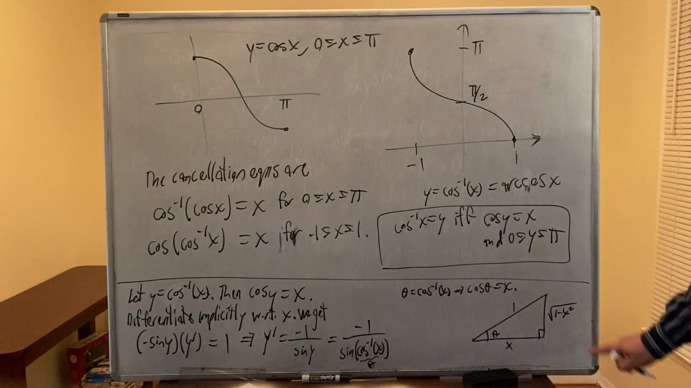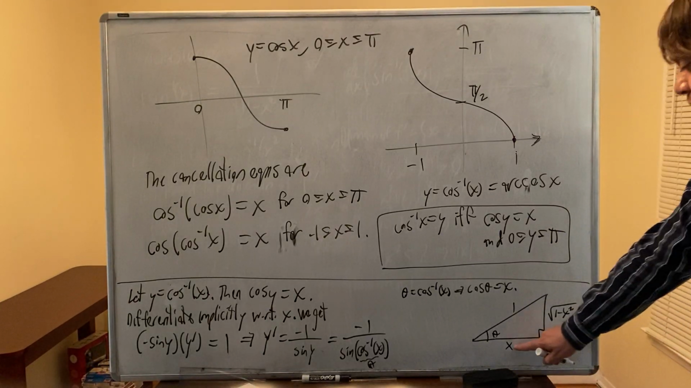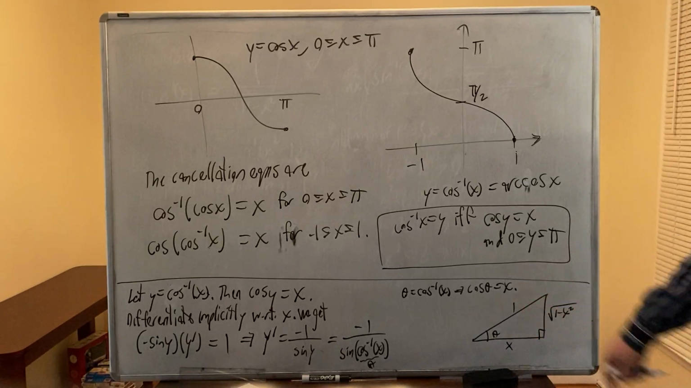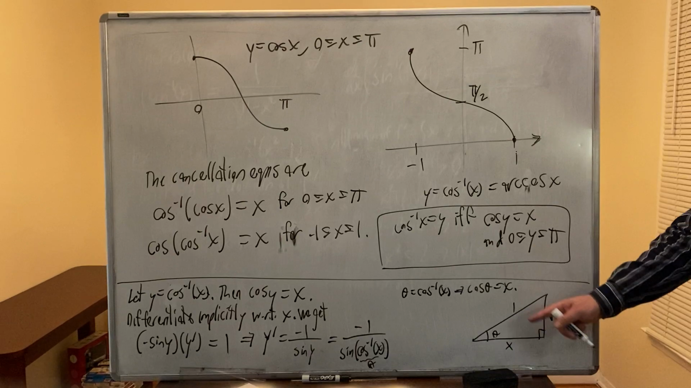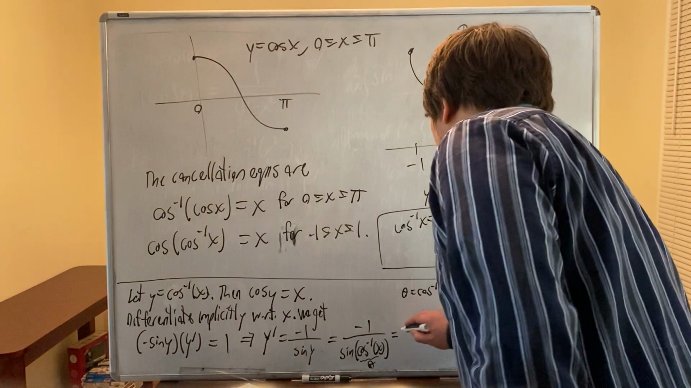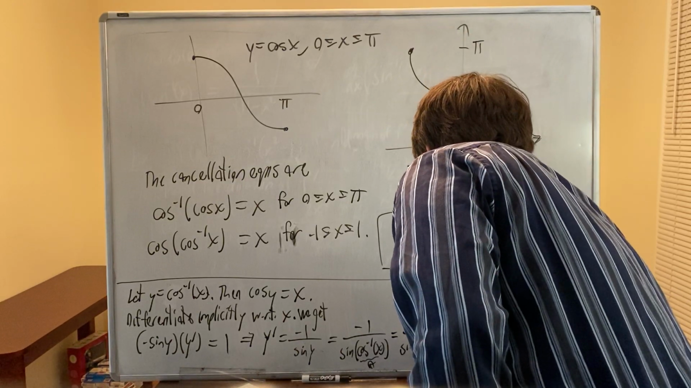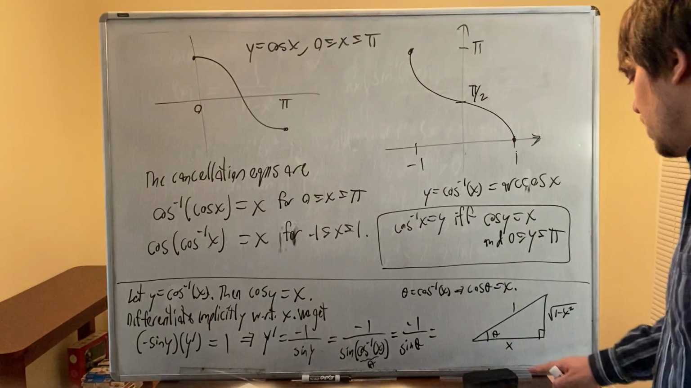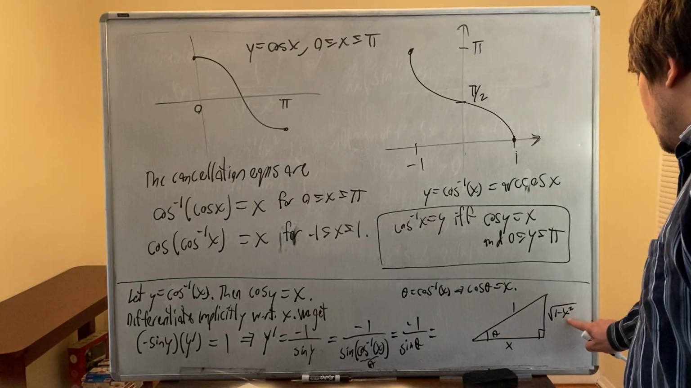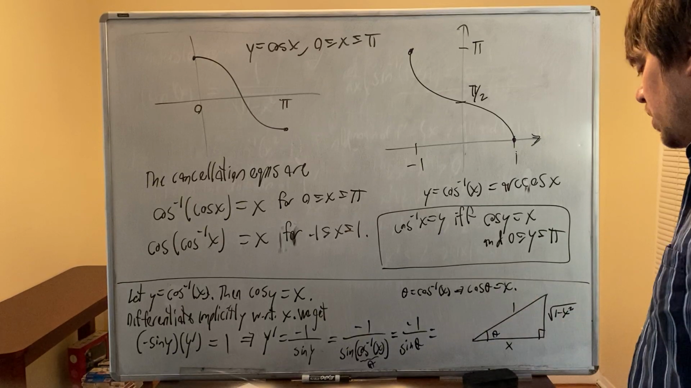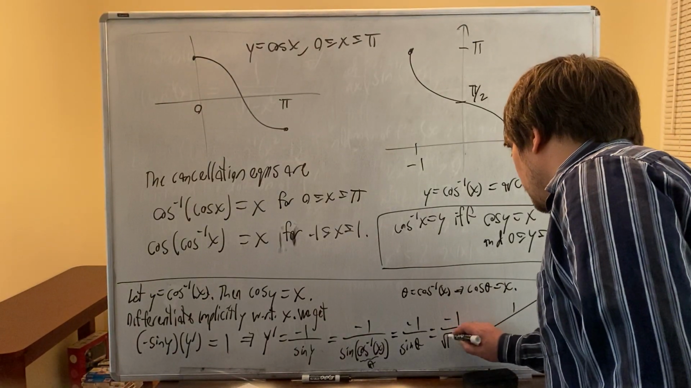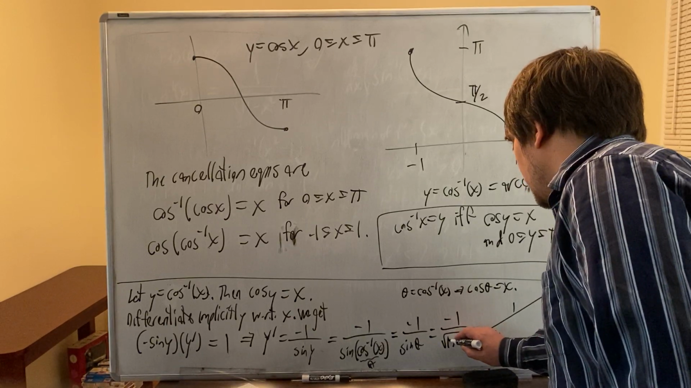And so x squared plus the square root of 1 minus x squared, squared, is x squared plus 1 minus x squared, which is 1 squared, which is 1. Okay, so this side is the square root of 1 minus x squared. And so this is negative 1 over sine theta. Sine theta is the ratio of the opposite side over the hypotenuse. So sine of theta is the square root of 1 minus x squared over 1, or just the square root of 1 minus x squared. This is negative 1 over the square root of 1 minus x squared.